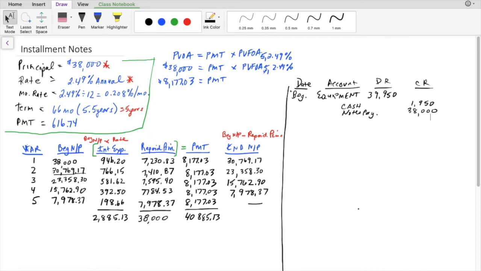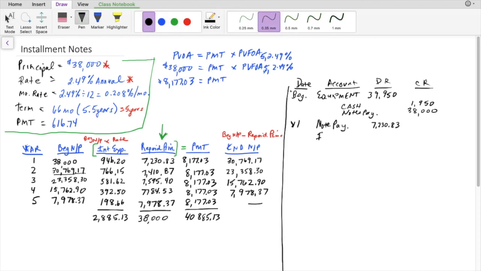But then what do I do each time I make a payment? We're just going to put year 1 here. When I make my payment at the end of year 1, what am I going to record? Well, part of that payment reduces my note payable. In year 1, the amount that reduced my note payable was $7,230.83. Where did I get that? Well, I take all of these numbers from my repaid principal column.